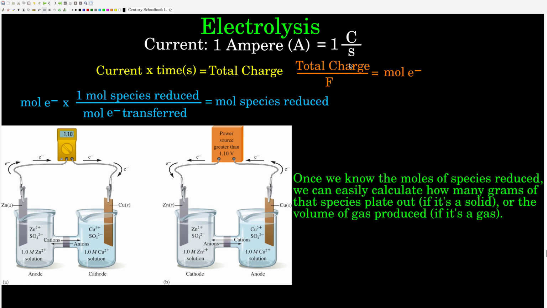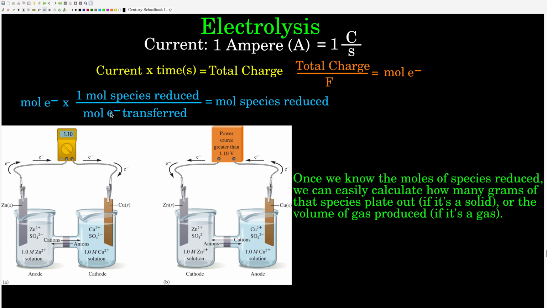And if we take the total charge that's transferred and divide by Faraday's constant, which remember is the charge per mole of electrons, we'll get how many moles of electrons were transferred through the circuit, were pushed through the circuit. And now, if we know how many moles, the ratio of how many moles of the species that are reduced per mole of electrons transferred.